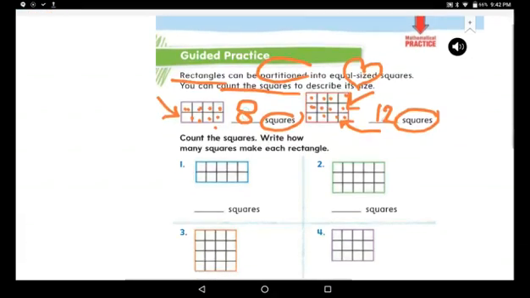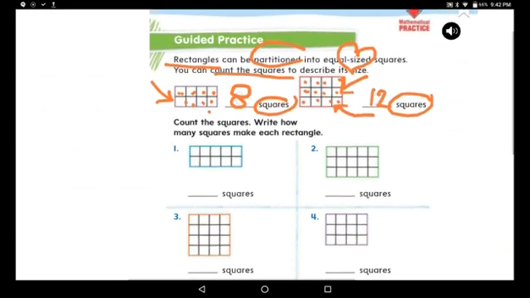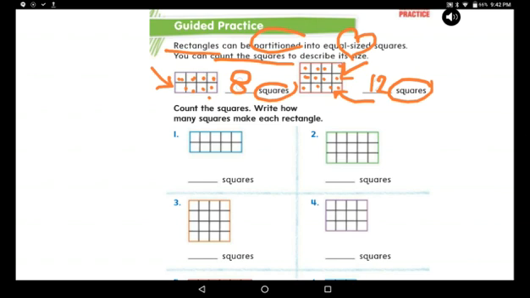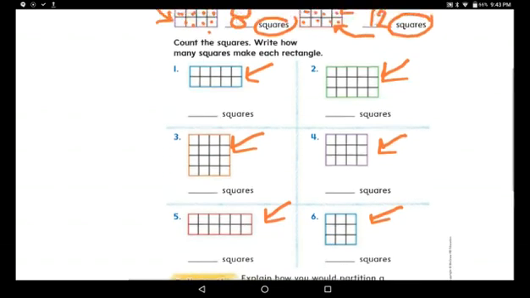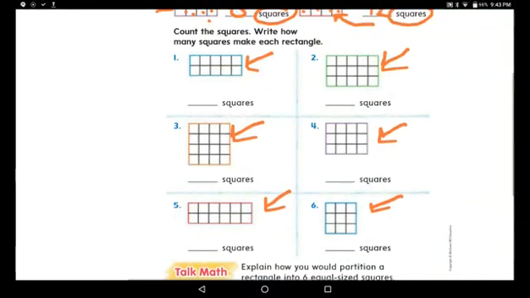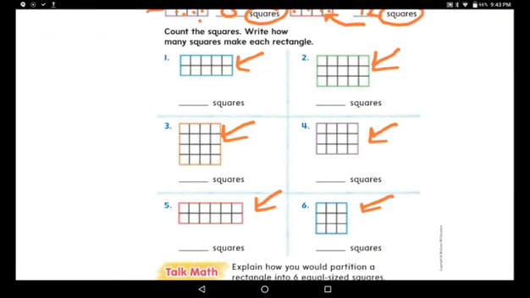Now let's go to the next part. Count the squares. Write how many squares make each rectangle. As I told you, here is a rectangle: rectangle 1, rectangle 2, rectangle 3, rectangle 4, rectangle 5, rectangle 6. Now, I want you to write how many squares make each rectangle. Let's count. 1, 2, 3, 4, 5, 6, 7, 8, 9, 10. So 10 equal sized squares. Let's count the other one.